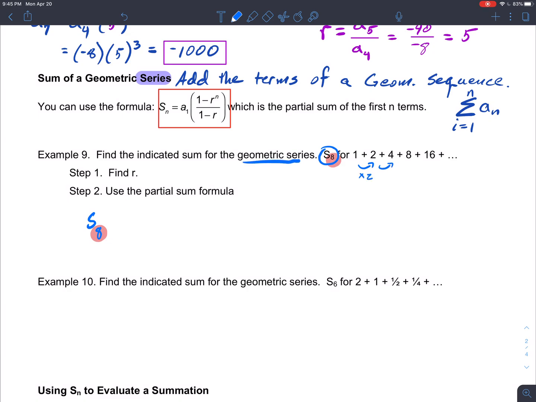All right, we know it's geometric. They have to be multiplying by the same thing. They told us that. So they're just multiplying by 2 every time. So my r value is 2.